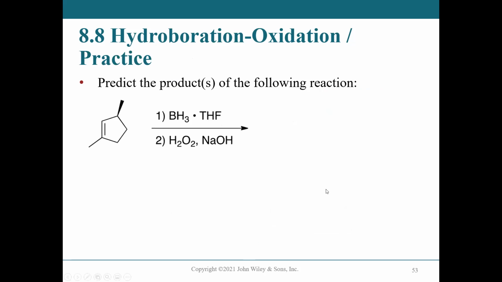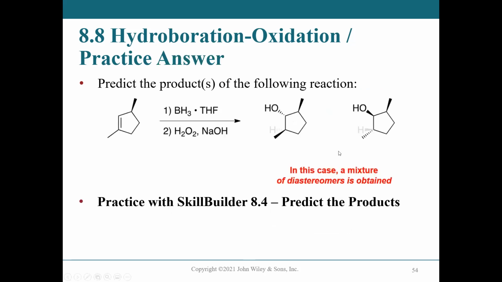So when you go to predict the product for this, you're going to either have them both up or both down, and they show it to you right here. For this addition, the OH is either going to be up or down, and in this case, it is up on the right-hand side.